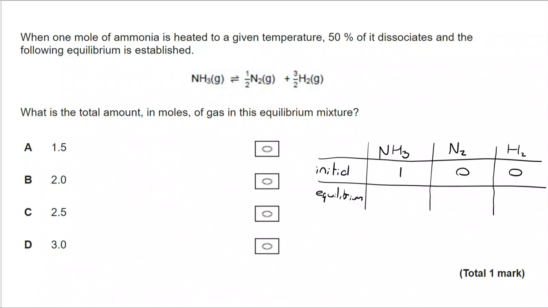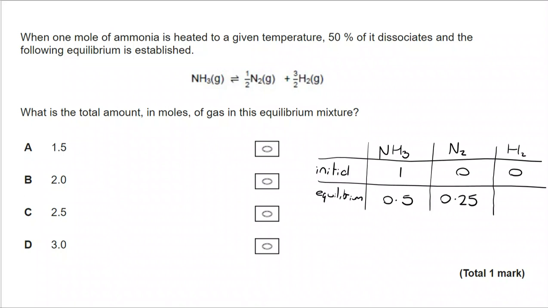I've also been told that I've got a 50% dissociation. So half of my ammonia has broken down. That means that I've got 0.5 moles left. If I then take that a step further forward, I can look at my mole ratios. 1 mole of ammonia makes half a mole of N2. I've used half a mole. That means that I'm going to make 0.25 moles of N2.